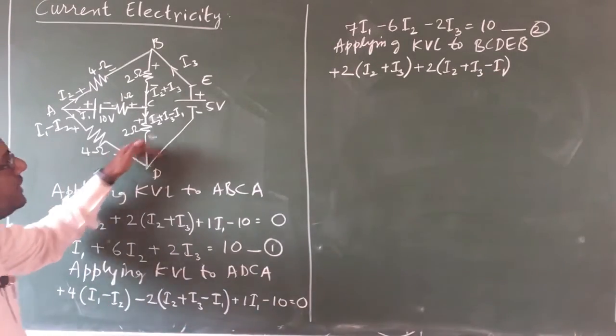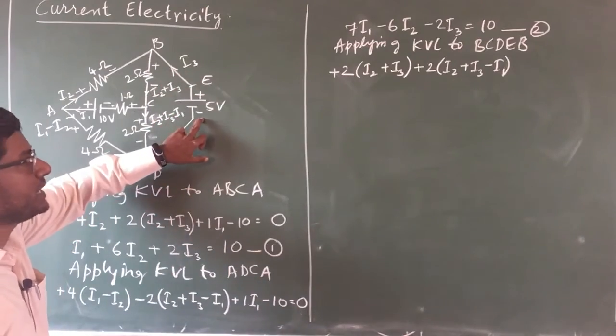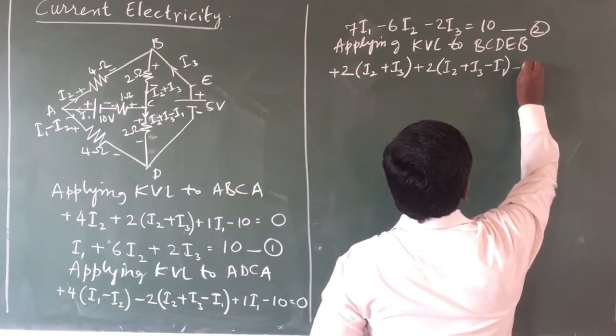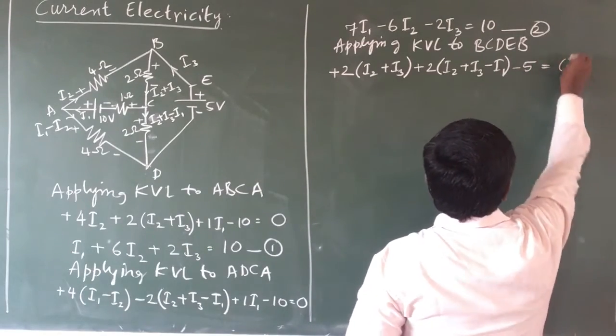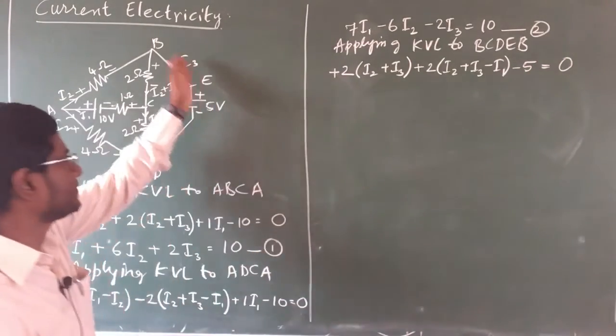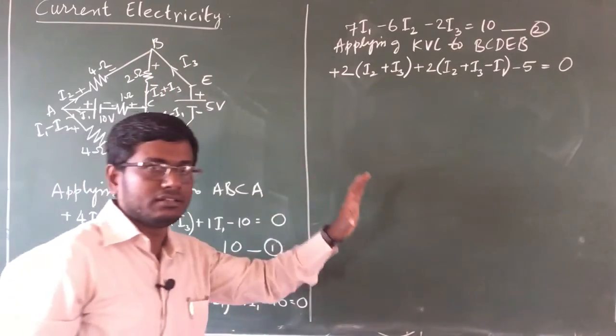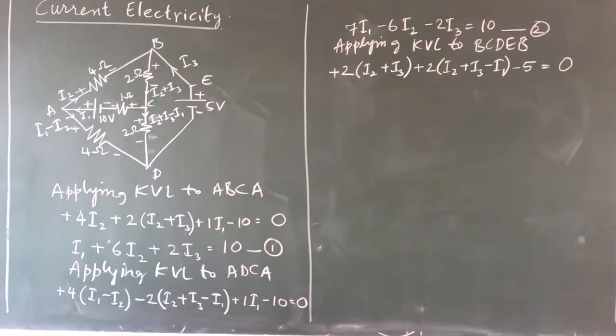Then going from D to E, I am coming across this battery which is of 5 volt. The first thing I am coming across is a minus sign. So it will be minus 5 and that should be equated to 0 because nothing else is present between E to B. If there is a component, we will take it as a term. If there is no component, if only current is there, there will be no term coming in the equation.